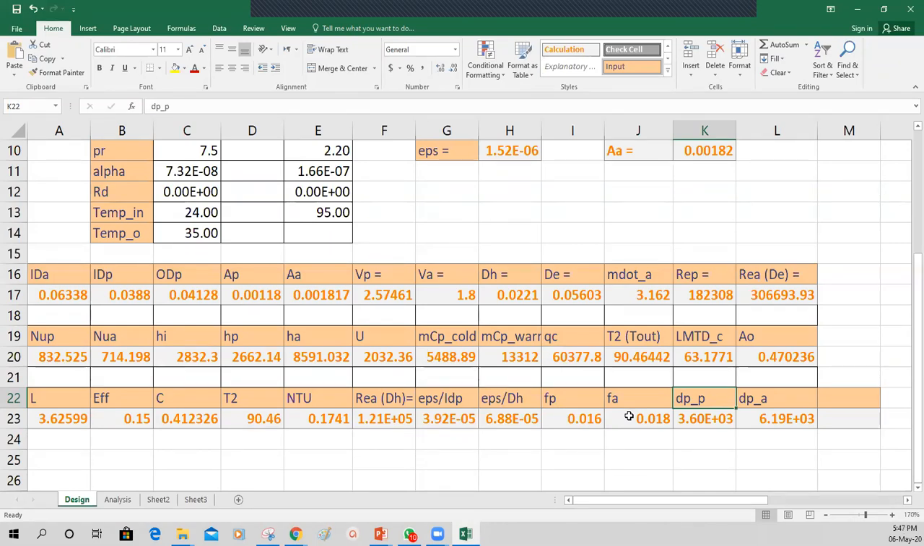Then we check how much the pressure drop is. It's coming out like 3.6 kilopascal and 6.19 kilopascal. We need to check in our solution that the pressure drop should not go very high, and the length should not go very high. It should be within the constraint. The constraint for pressure drop is 70 kilopascal. If the length is very high, then you have to suggest what kind of design it is, such as a series connected design.